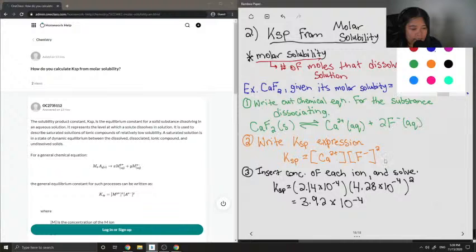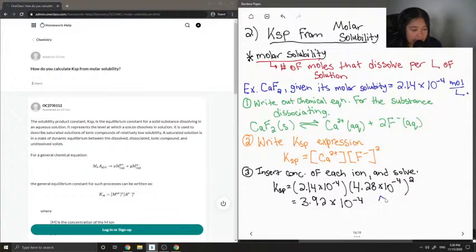So let me just add a note here. Since the CaF2 ratio is 1 to 2.